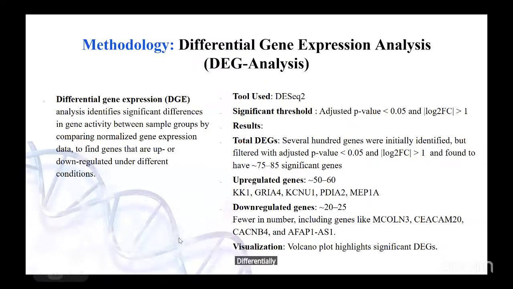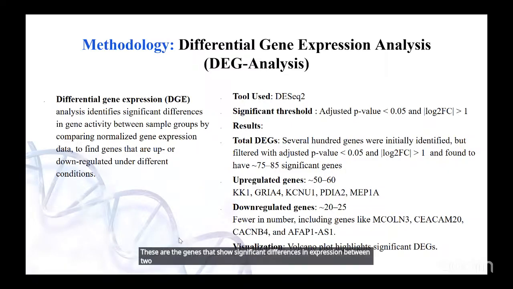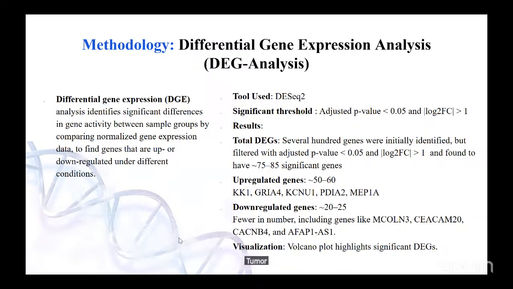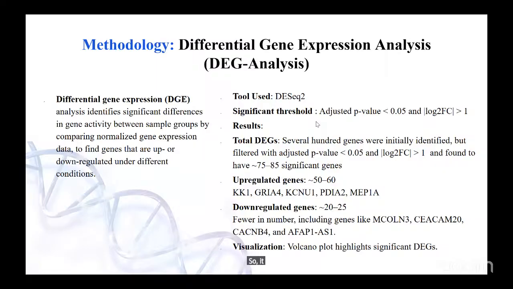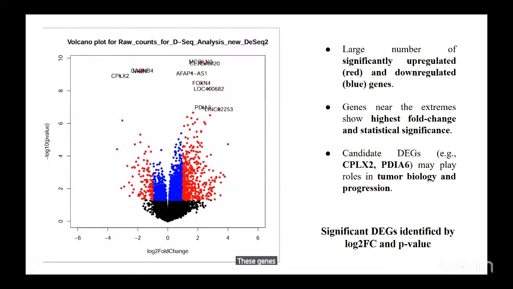Differentially expressed genes. These are the genes that show significant differences in expression between two conditions, like tumor versus non-tumor. The DESeq2 tool identifies differentially expressed genes based on fold change and adjusted p-value. So it helps us to find which genes are upregulated and downregulated.